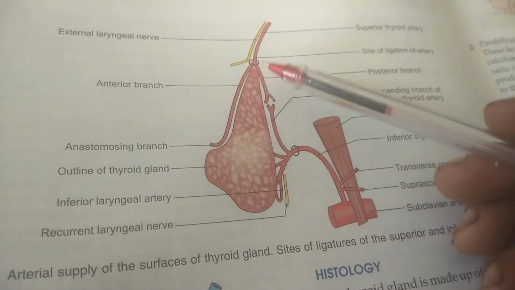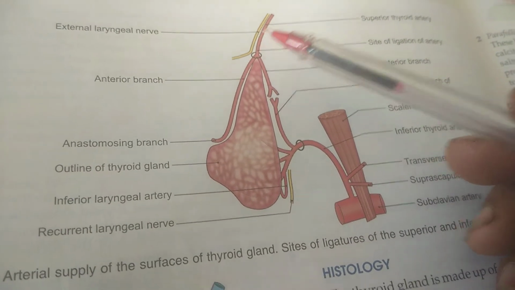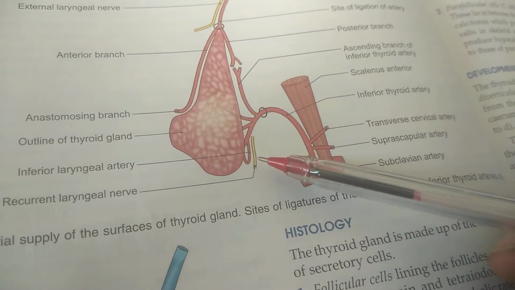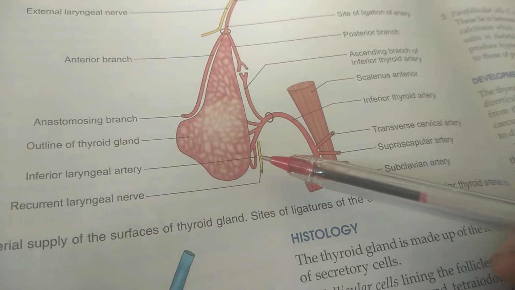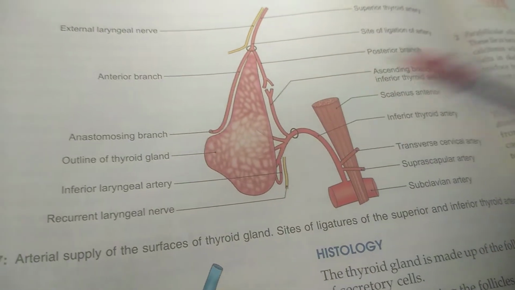So the apex is related to which artery? Superior thyroid artery. And which nerve? External laryngeal nerve. And the base is related to the recurrent laryngeal nerve and inferior thyroid artery. Okay, so these were the apex and base relationships. Now let's see the surface relationships.